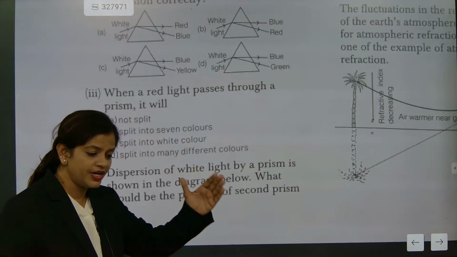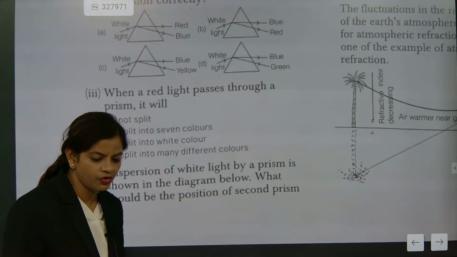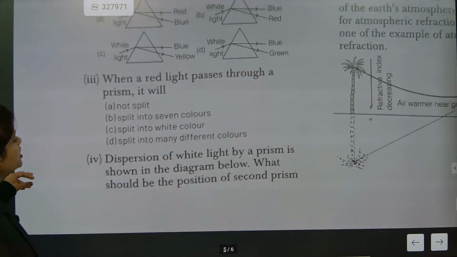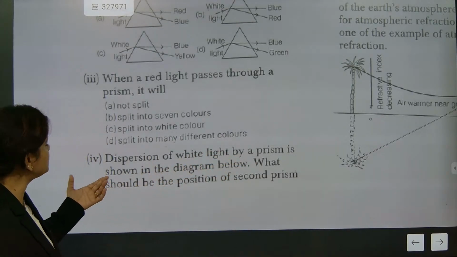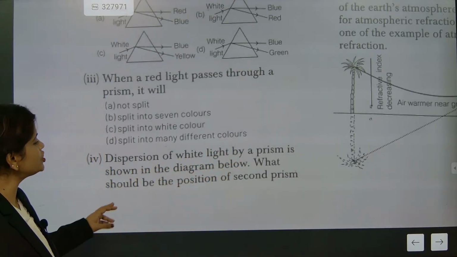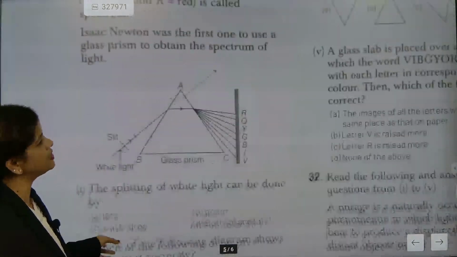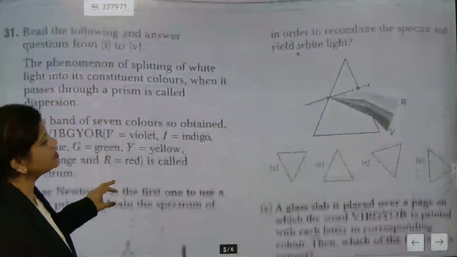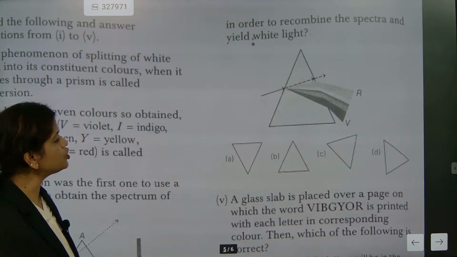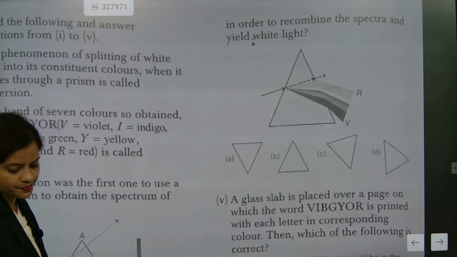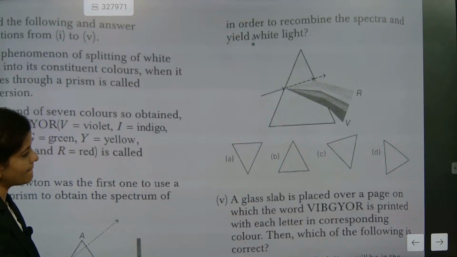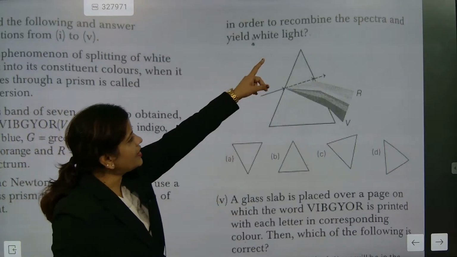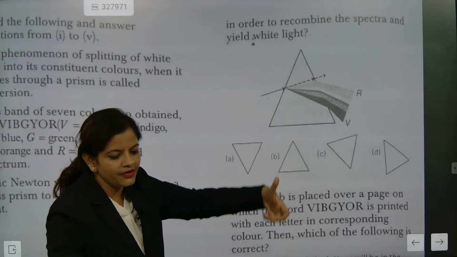I hope you people revise this video one more time before the examination. Now, dispersion of white light by a prism is shown in the diagram below. This is the first prism shown. What should be the position of the second prism? Yeah, ma'am, one is erect, the other should be inverted.